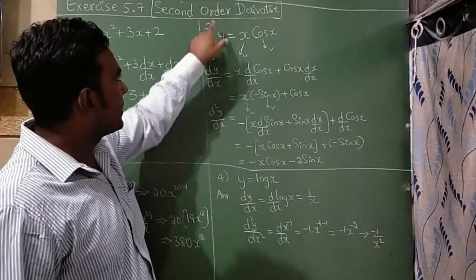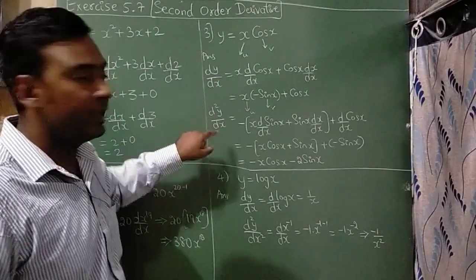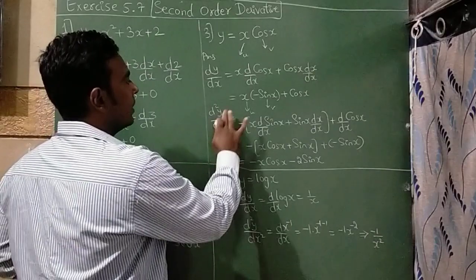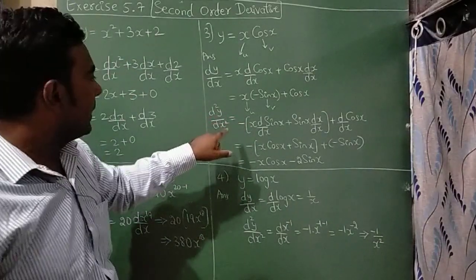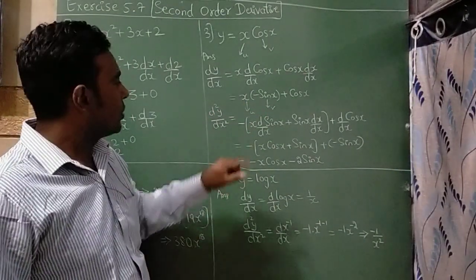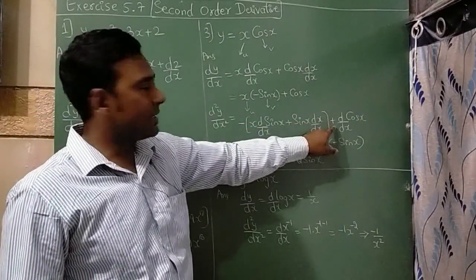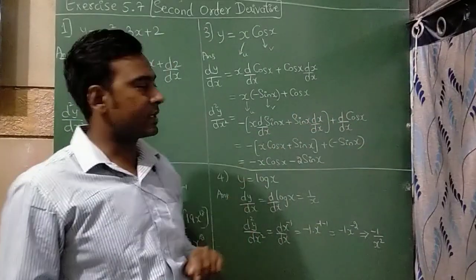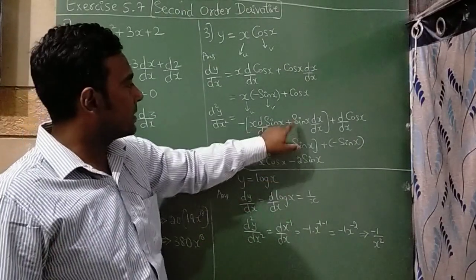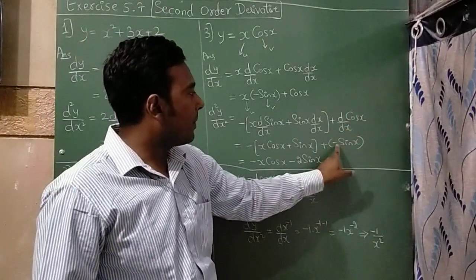Fine. Now for second order, whatever the answer you have got, again you need to differentiate. So it is d square by dx square of y is equal to, take this minus outside, so this will become u and sin x will become v. So again product rule, x d by dx of sin x plus sin x d by dx of x plus for this one d by dx of cos x. So minus as it is, x as it is, d by dx of sin x is cos x plus sin x as it is, dx and dx get cancelled, plus d by dx of cos is minus sin.